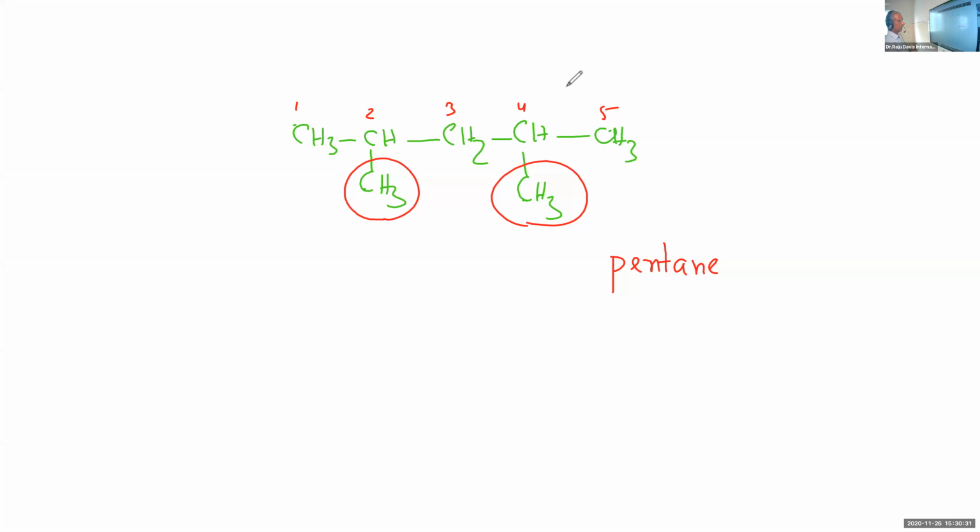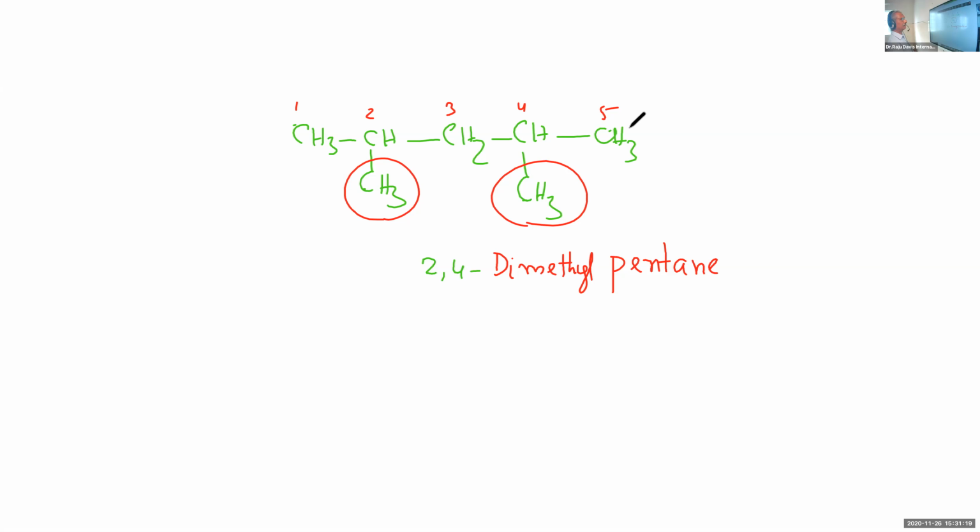Now, in pentane, on the left hand side, you write the side chains or the functional groups. Here we have two side chains, the methyl groups. So the compound is dimethyl. When there are two methyl groups, you must write the locants on the left hand side. It is 2,4-dimethyl pentane.